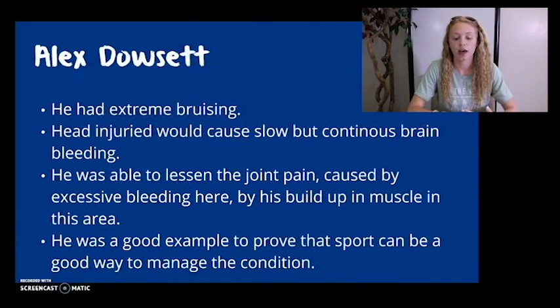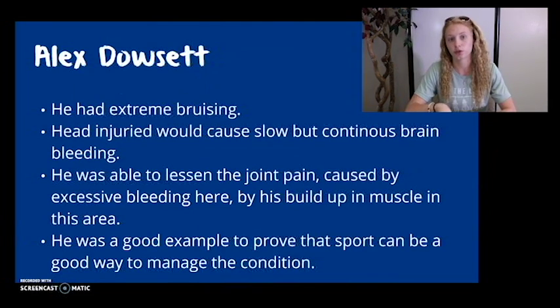He was able to actually lessen his joint pain, because with hemophilia there are certain joints, like your elbows and your knees, that are more prone to bleeding when you have excessive exercise and such. And when you have hemophilia, you don't have the clotting that can heal those. So you have excess bleeding there, so it is very painful in those joint areas.